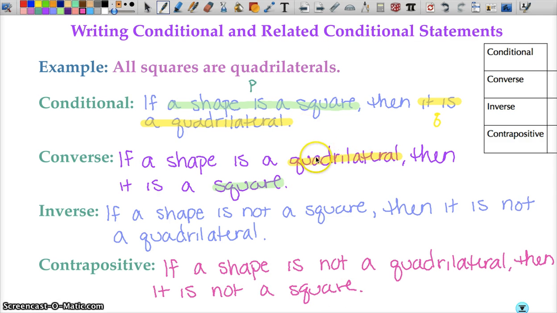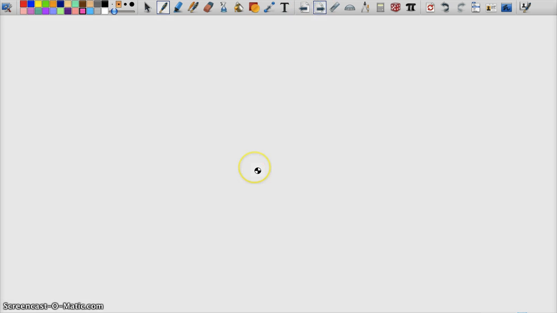And it just kind of has a whole pattern to it. And if you keep doing conditional, converse, inverse, contrapositive, conditional, converse, inverse, contrapositive, if you keep going in that order, you'll memorize what way these have to be configured in order to comprise these different statements.